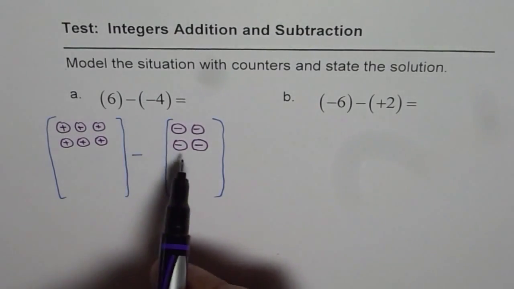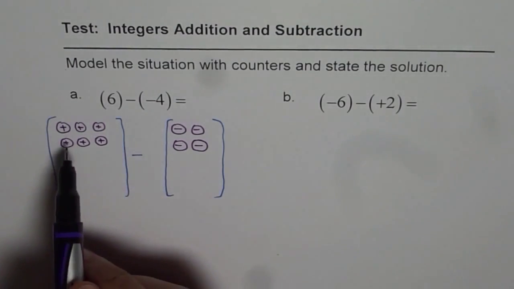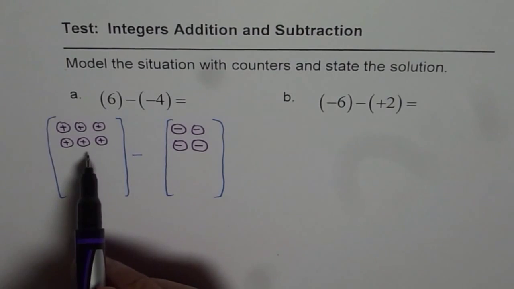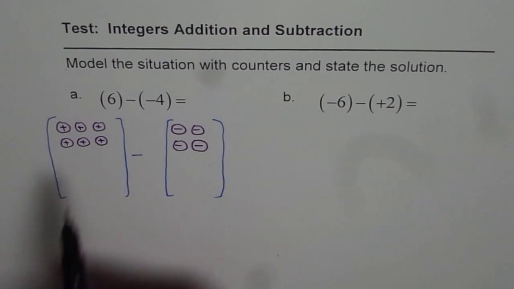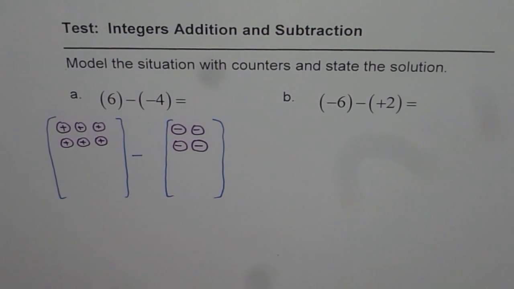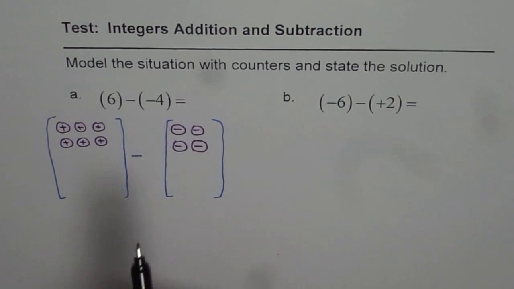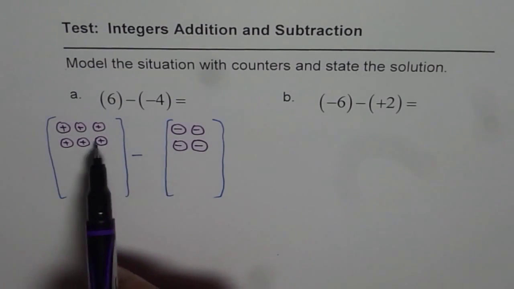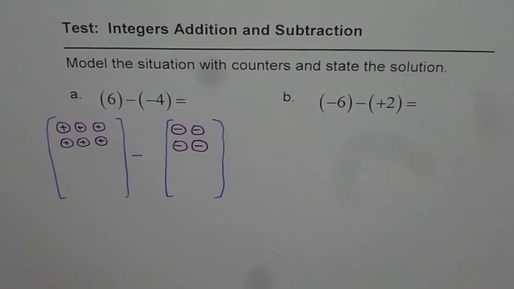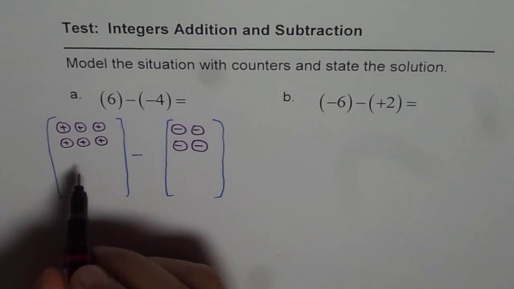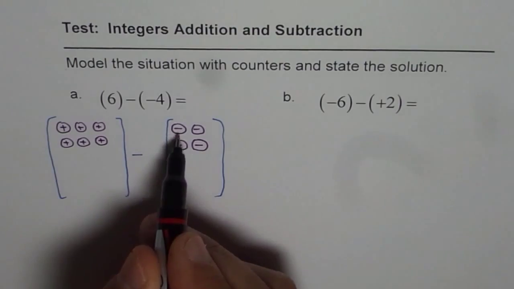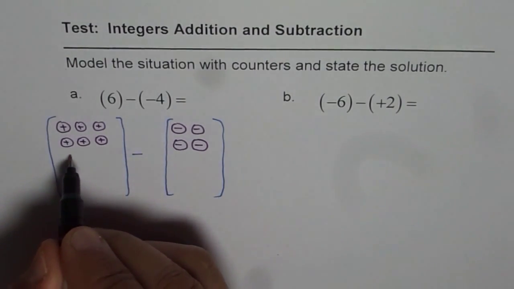Now we have to take away these negatives from this group. But in this group we really do not have any negatives. So what to do? What we can do is add some zeros. So what is a zero? Zero is a combination of plus and minus. So what we do here is that we add some zeros. Let me add with a different color. So zeros, we'll have to add at least 4 zeros to get 4 negatives, right? So let's add some zeros.